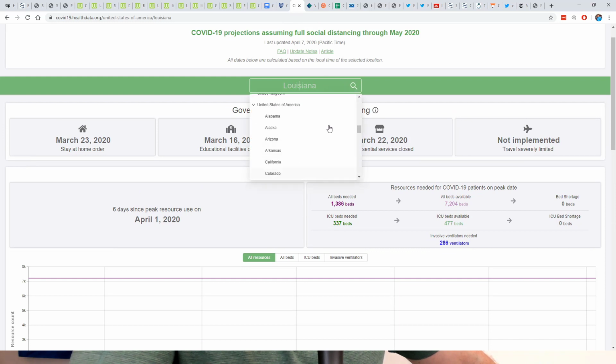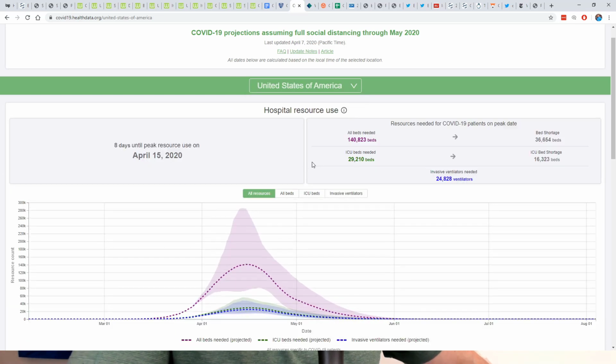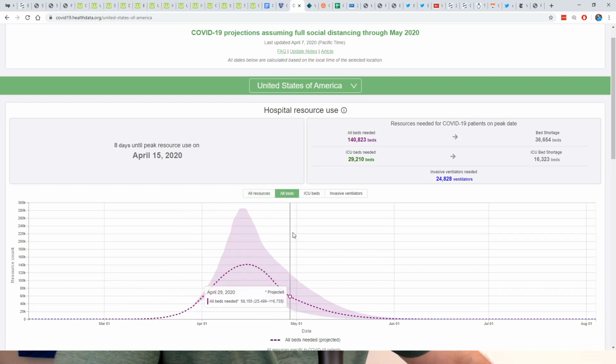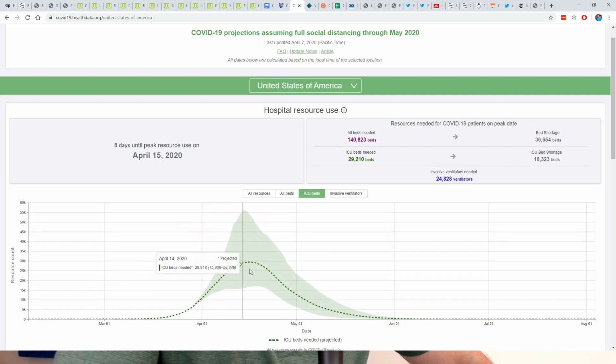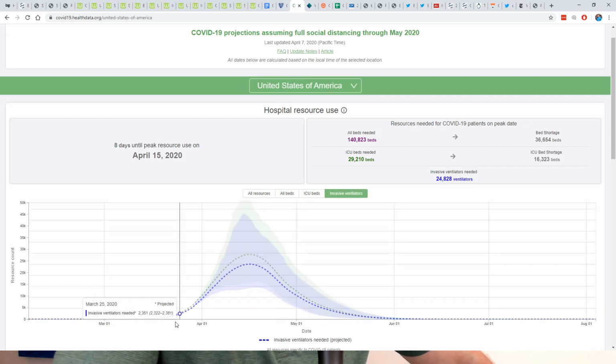Let's go look at the U.S. from that perspective again. I mean, I just want to bring you guys some comfort here today. You guys should feel good looking at this data. Look at all resources for the U.S. We're fine. Look at beds. We're fine. Look at ICU beds. We're fine. Look at invasive ventilators.